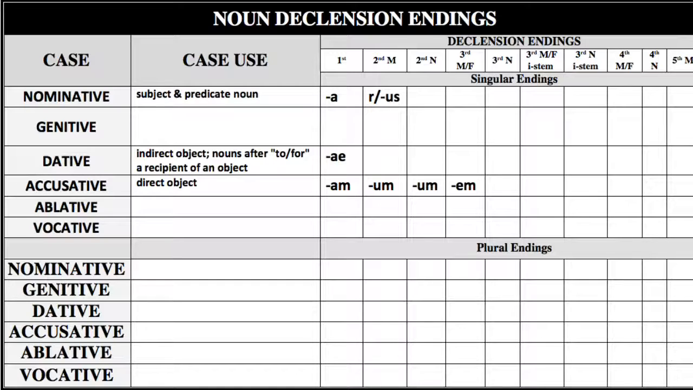We know that AE is used for a noun that is receiving something in a sentence, or an indirect object. In Latin, we say that such a noun is in the dative case. So dative simply means indirect object. Finally, we have learned that AM, UM, and EM are inflectional endings used on nouns that are the direct object in a sentence. In Latin, we say that nouns with these endings on them are in the accusative case, which simply means that they are being used as a direct object.